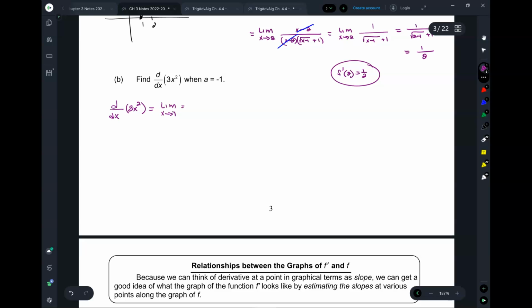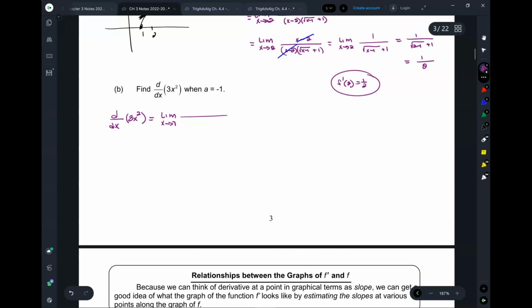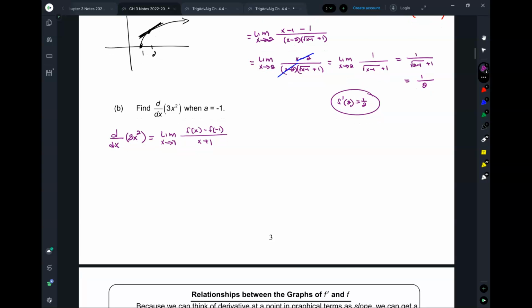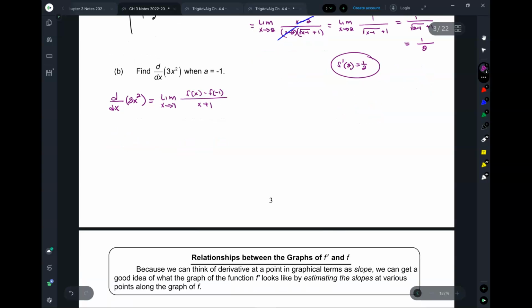I'm going to interrupt, but I don't get how you got 1 over 2. It's square root of 3 plus 1, 2 minus 1. This is 2 minus 1. So this is how this looks, right? The limit as x approaches minus 1, f of x minus f of a, which is negative 1, over x minus a, which is x plus 1.